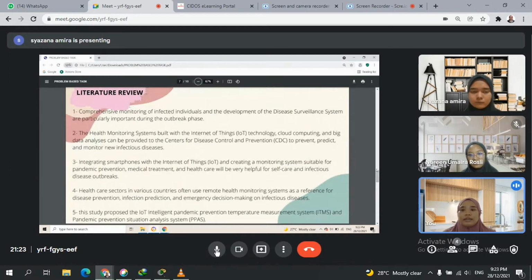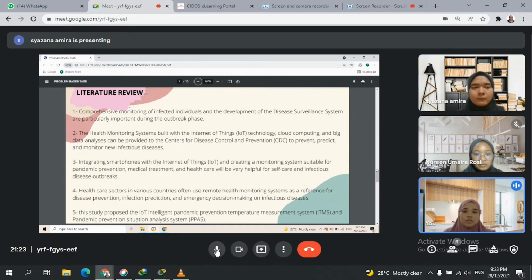For the literature review, comprehensive monitoring of infected individuals and the development of the disease surveillance system are particularly important during the outbreak phase. The health monitoring system built with Internet of Things technology, cloud computing, and big data analysis can be provided to the centers for disease control to prevent, predict, and monitor new infectious diseases.